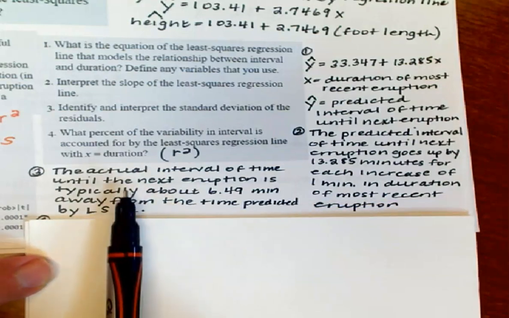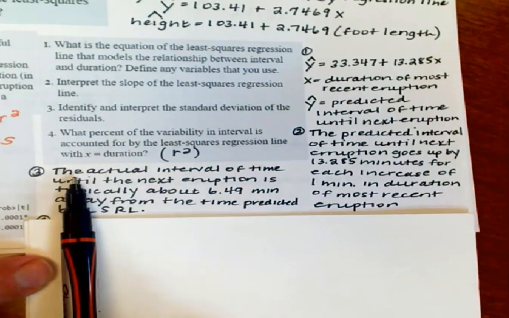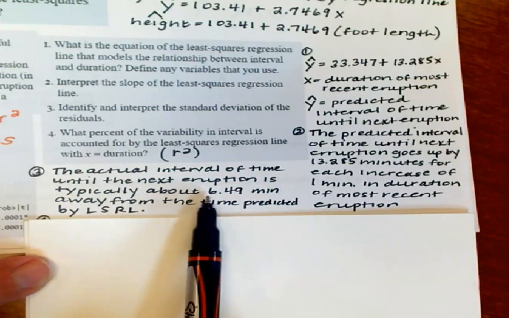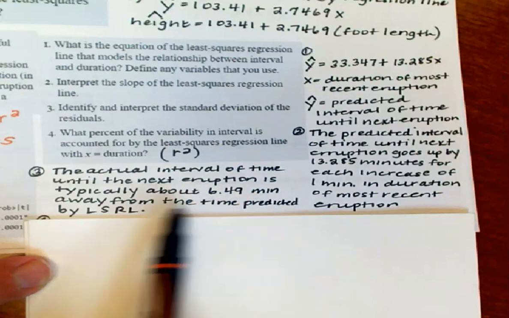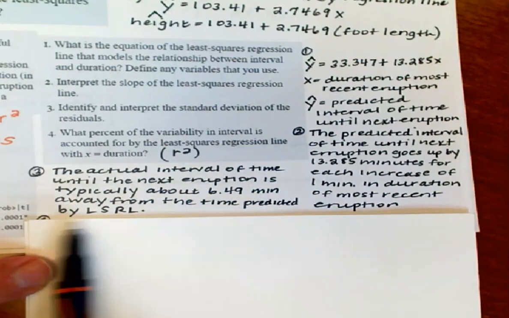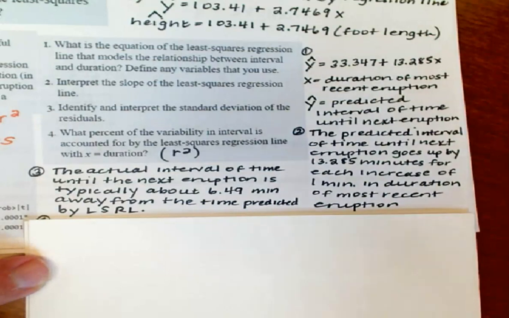But basically, you just say, so this is context. The actual interval of time until the next eruption is typically about 6.49 minutes, and then you say away from the time provided or predicted by the least squared regression line. So that's what standard deviation is. It's the average of the residuals, and that's what a residual is.